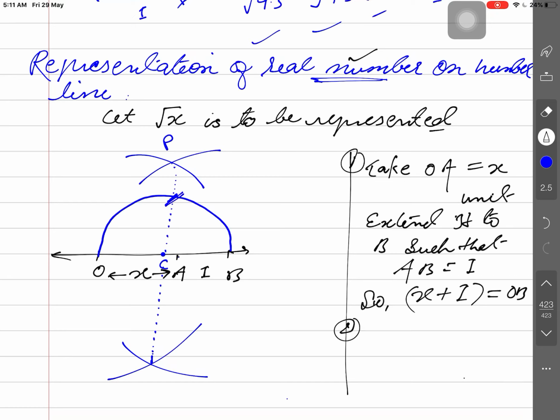This distance is called the radius, equal to... So from O to A, this is x, and from here to here is 1, so this total distance is OB, and O to C is half of that. So how can we find OC, please tell me? OC will equal x plus 1 divided by 2.